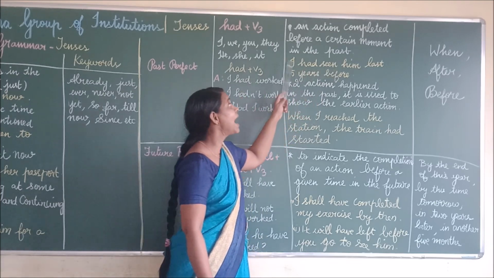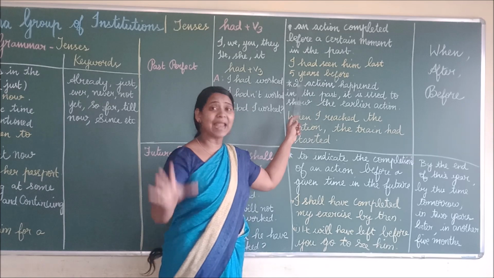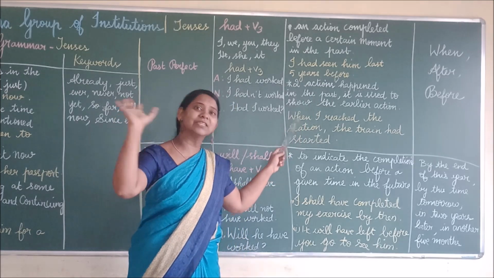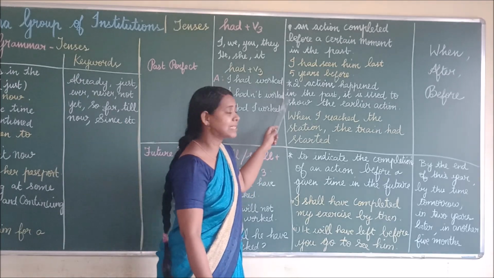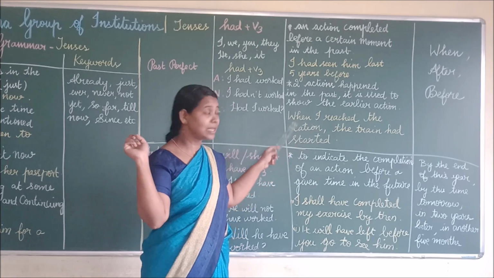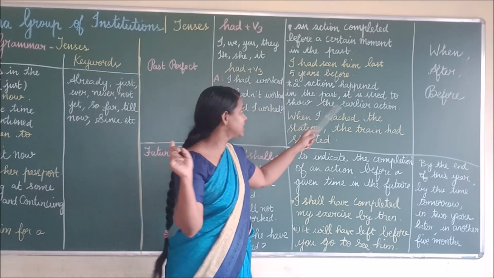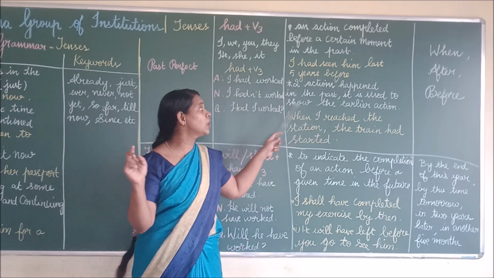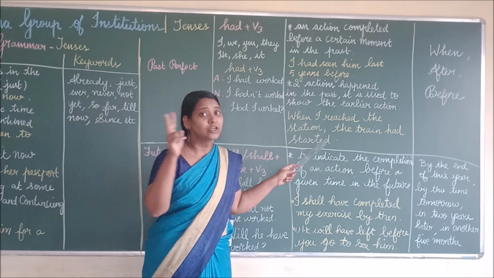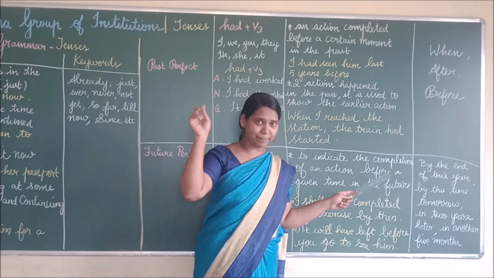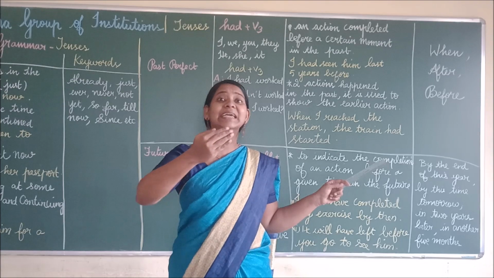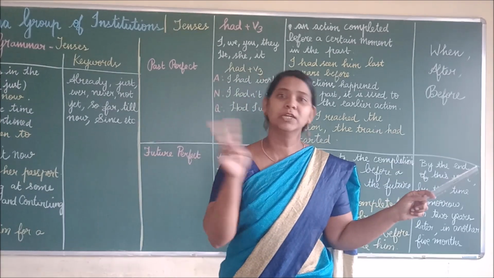See this example. I had seen him 5 years before. The second condition: two actions happened in the past. Past perfect tense is used to show the first action or earlier action among the two actions.